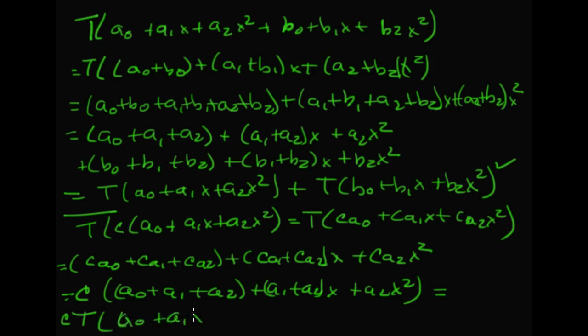C times A0 plus A1x plus A2x squared, and we have proven that this is a linear transformation. So there you go. Okay, so problem 11 turns the projection onto 1, 1 into a linear transformation.